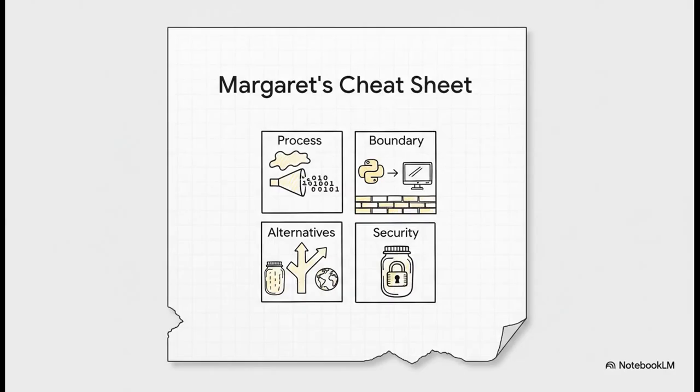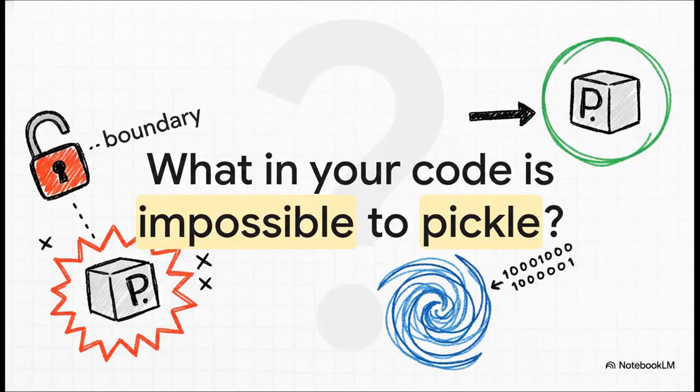So to wrap it all up, here are the key things you really need to remember. So thinking about that OS boundary, what in your own code might be impossible to Pickle?